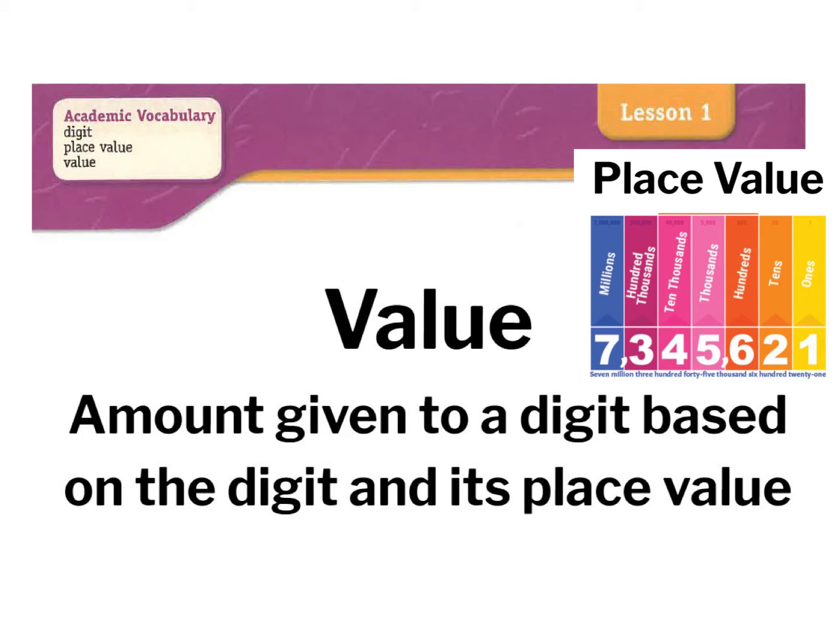The value of the 6 is the digit 6, but it's in the hundreds place, and there's 6 of them, so it's 600. So when you're talking about the value of a digit in a place value, you have to know the digit and also the place value. If that 6 was in the ones place, then the value would only be 6. But since it's in the hundreds, it's 600. So the value would be 600.